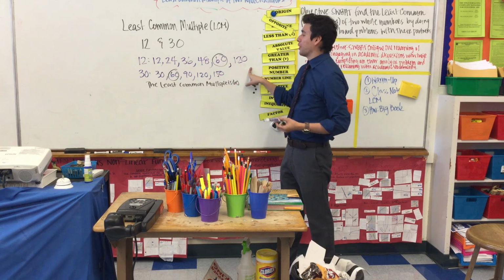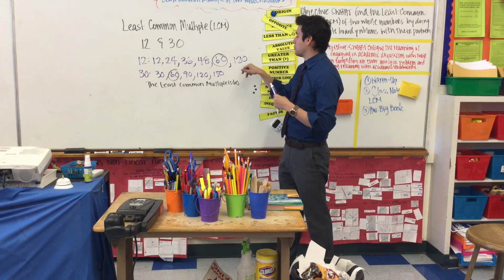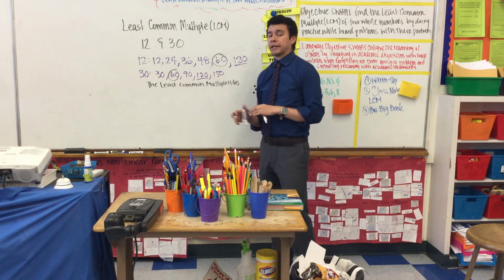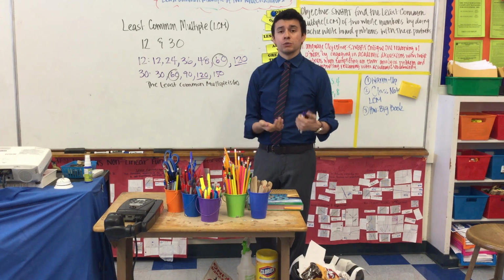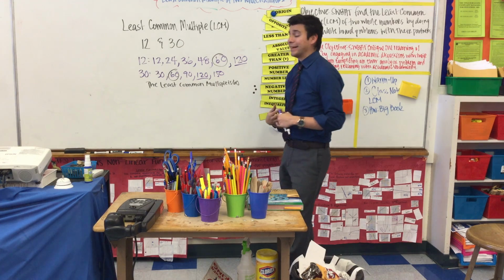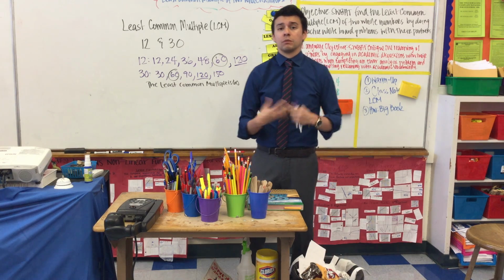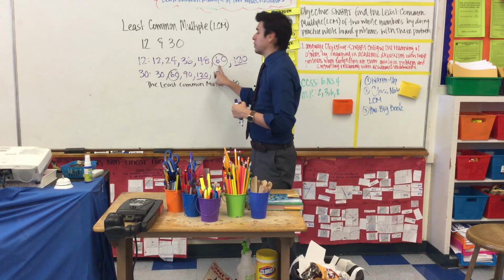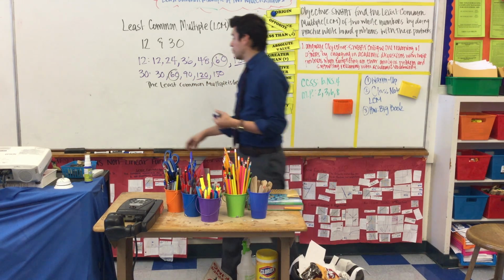So let's say that you go all the way to the 10. 12 times 10 is 120. But you're like, oh look, Hernandez, they share the 120 together. You're right, they share those multiples together. But you want to look for the smallest one, which is the smallest number that they share in common, the smallest multiple, which will be 60. So that's the least common multiple.